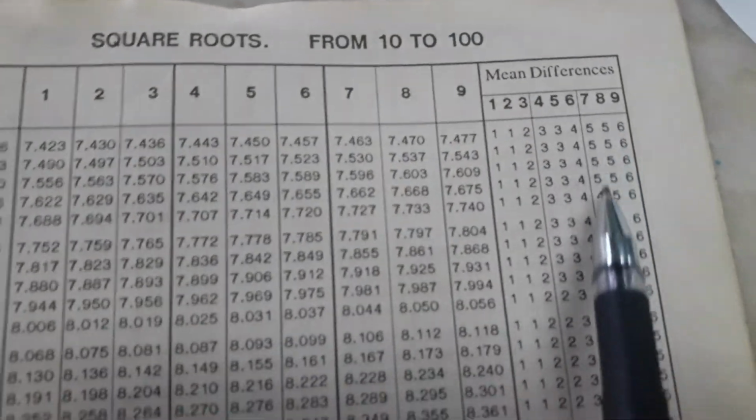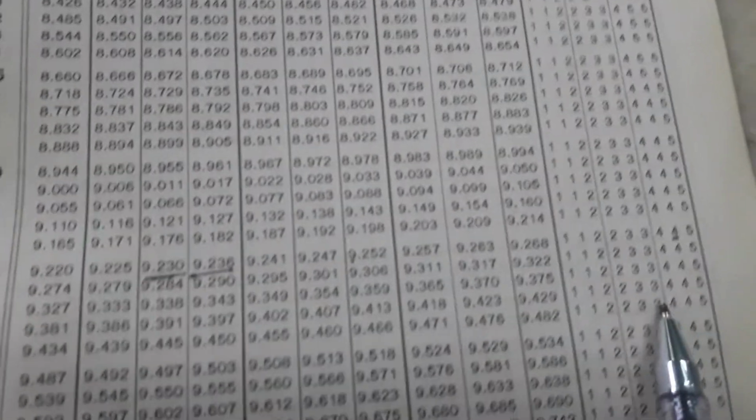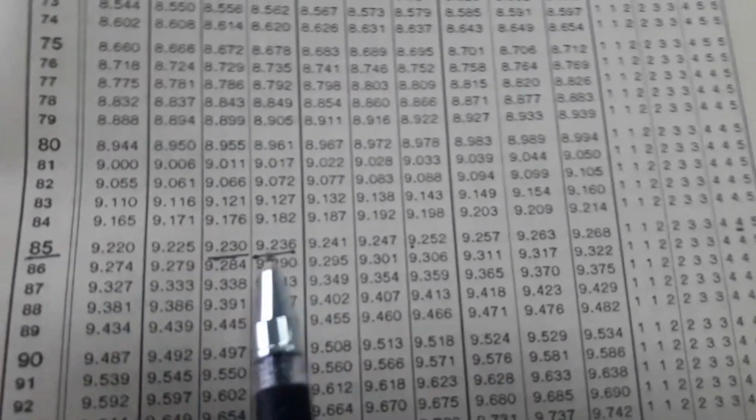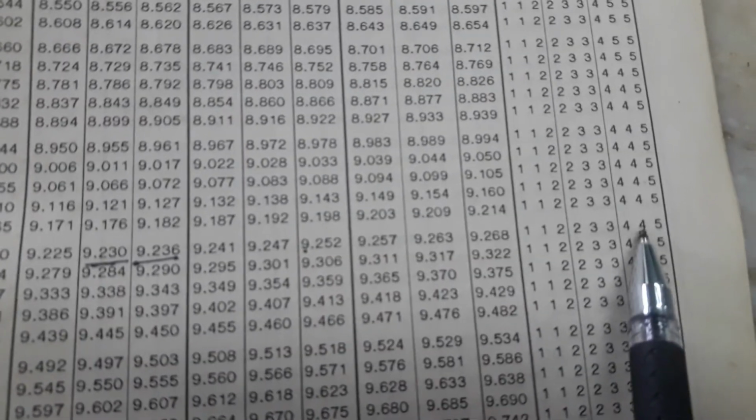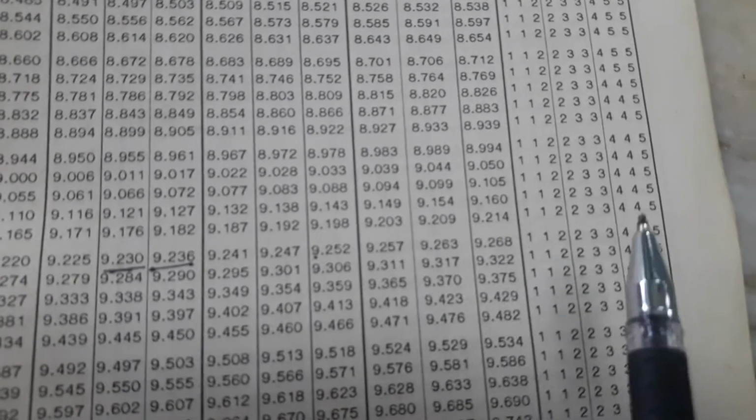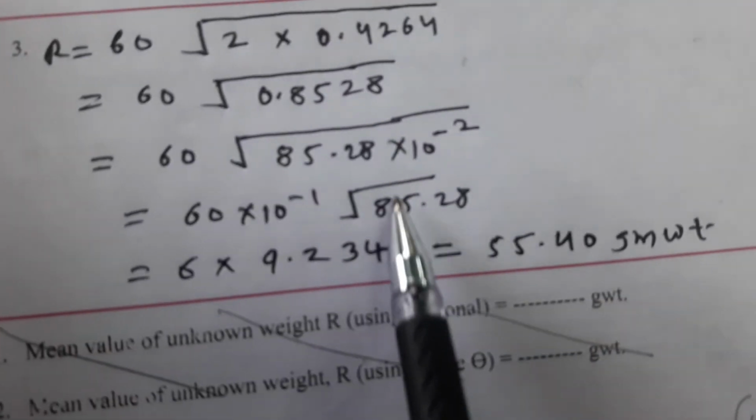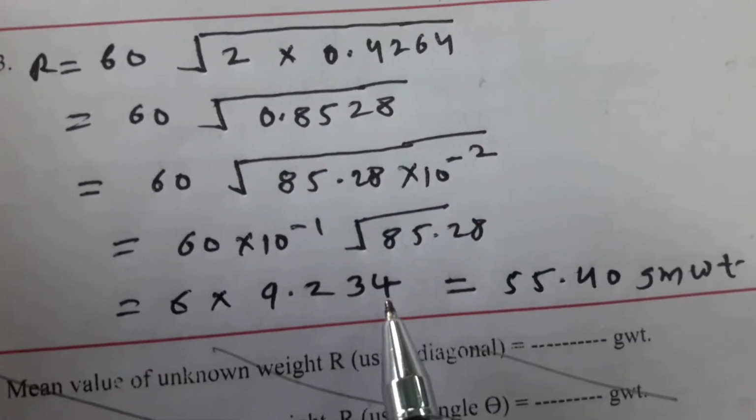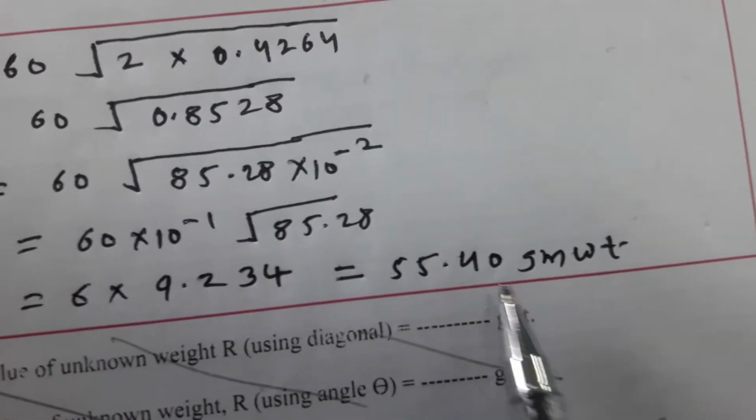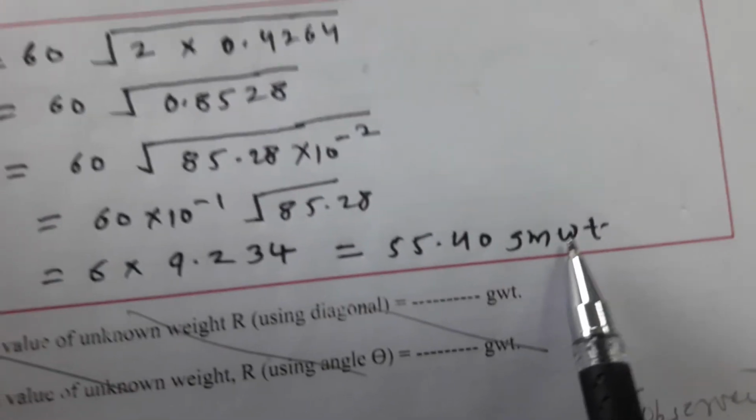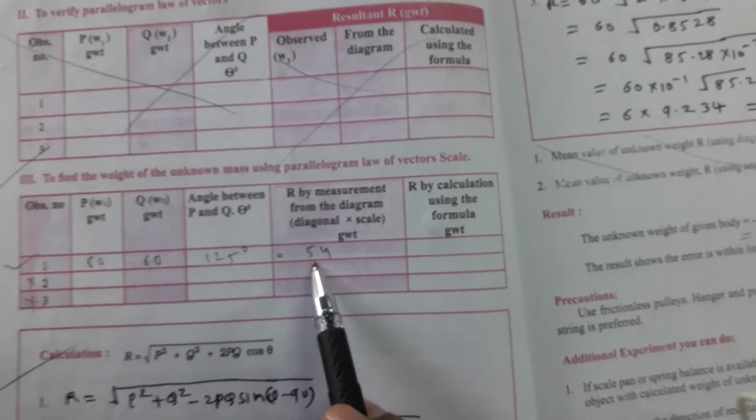This 8 we will see in the mean difference, right? We have to see how much is there for 8 in front of 85. So for 85 it is 9230 and here we have 4. So 9230 and 4 gives 9234. So we got the root of 85.28 as 9.234. Multiplying by 6 we got 55.40 gram. This is by calculation. Already we got a value with the help of the observed value. Now by calculation we got 55.40.